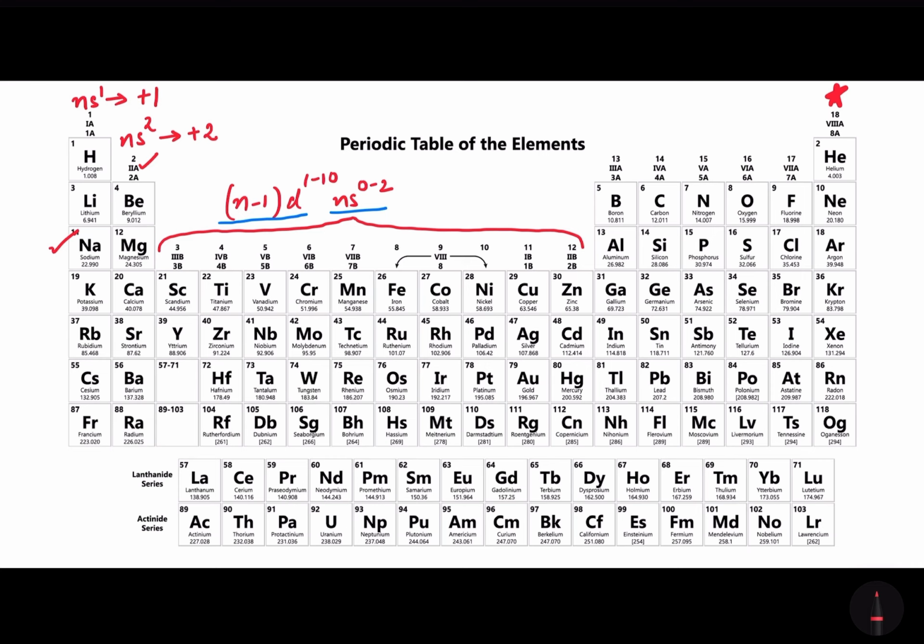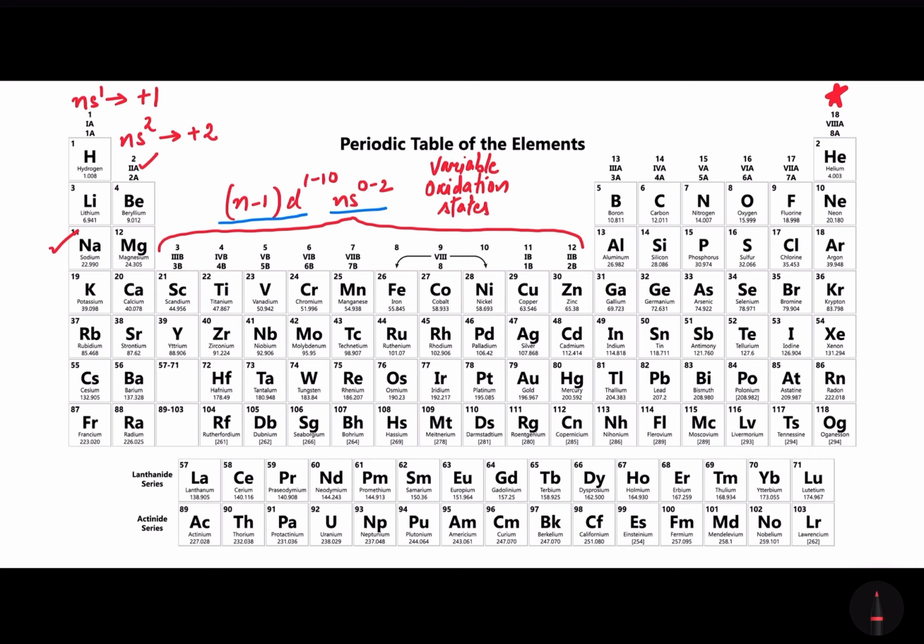So we are having partially filled d orbitals in transition elements. So transition elements will show variable oxidation states, which we are going to discuss in the chapter d and f block in the further lectures. So the d subshell will show variable oxidation states, which will depend upon the number of electrons in the d orbitals.